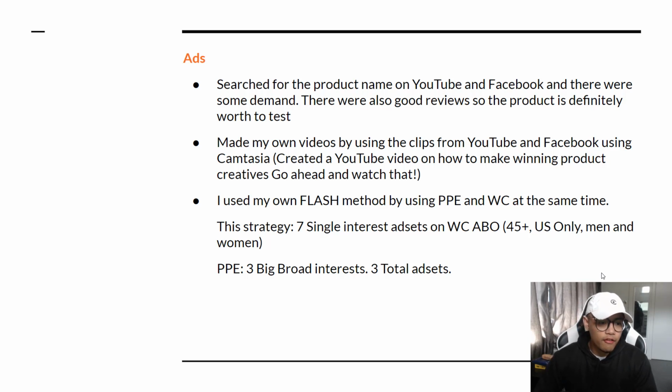I used my own flash method by using PPE and WC at the same time. Basically, this strategy is creating two separate campaigns at the same time, one is PPE and one is a website conversion purchase objective campaign. And for this, I created 7 single interest ad sets on my website conversion campaign. They were ABOs, which is ad set budget only, and I believe it was around $5 per ad set. Okay, the age group was 45 plus, US only, men and women.